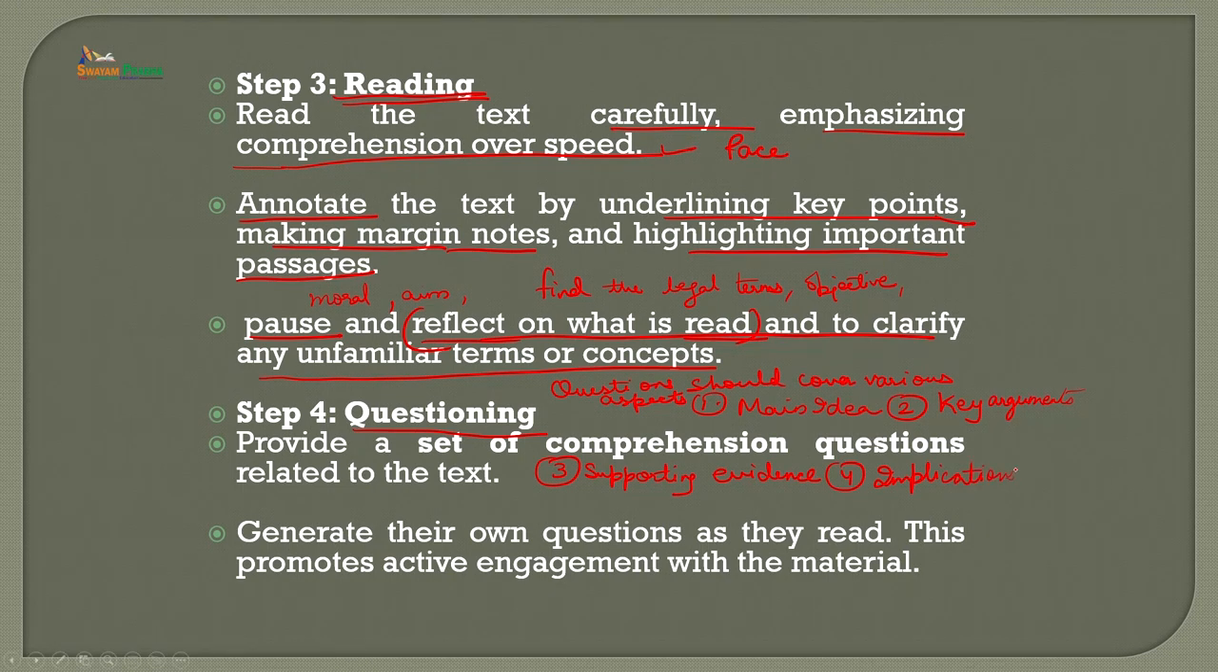So, when we ask some questions, what are the things that you must understand? While asking the question, you must know about the main idea. What is the main idea of this reading comprehension? After learning about the main idea, you must know what the key arguments are. When it comes to key arguments, that means you must talk about which case law, which Article 15, which statute, which Environmental Protection Act it is talking about. So, key arguments, you must know about that. So, that would be a part of the question.